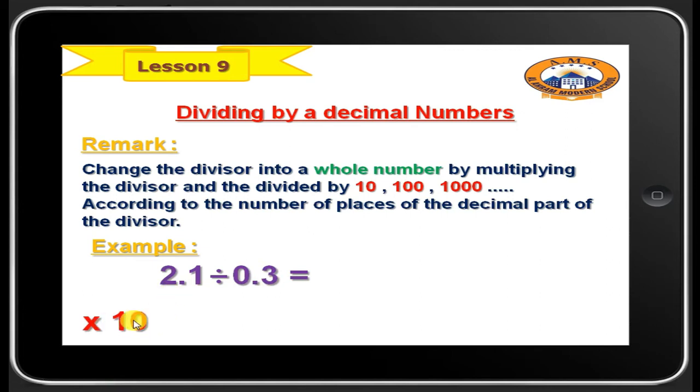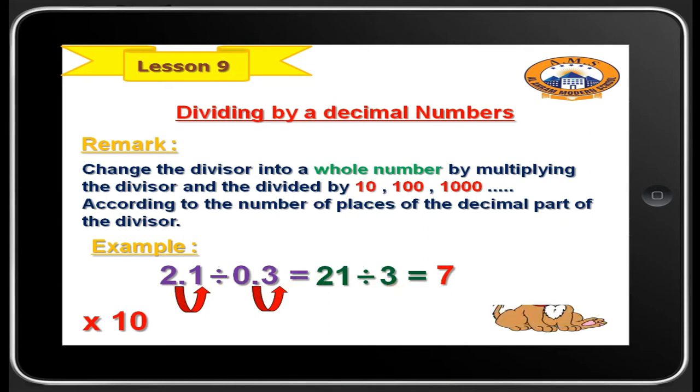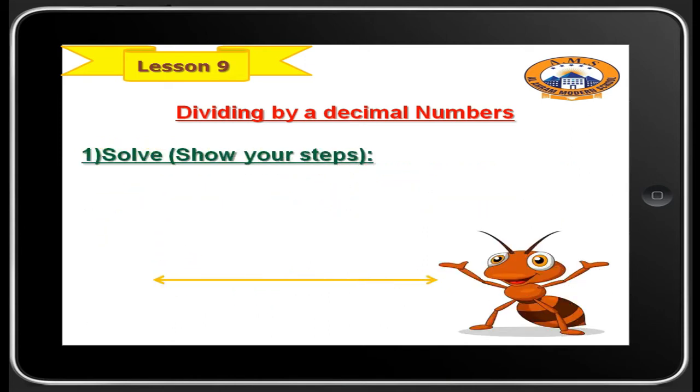When I multiply by 10, we know that we're going to move the decimal point 1 place to the right. So the decimal point here, I will move it 1 place because I multiplied by 10. And the divisor also, I will move the decimal point 1 place to the right. So the numbers will be 21 divided by 3. And 21 divided by 3, my dear student, will give me 7.